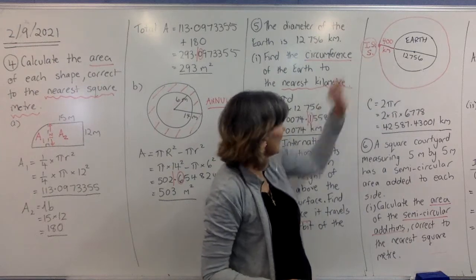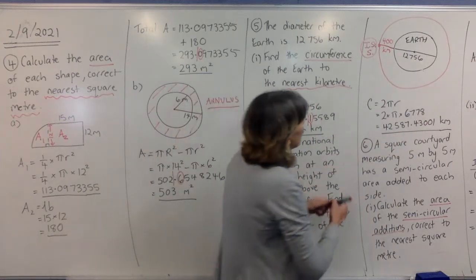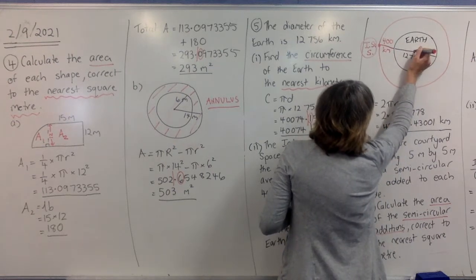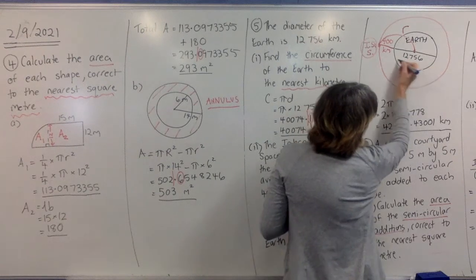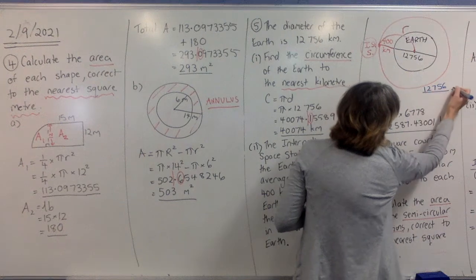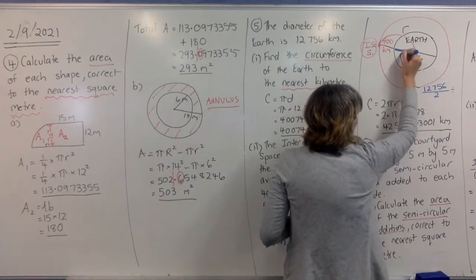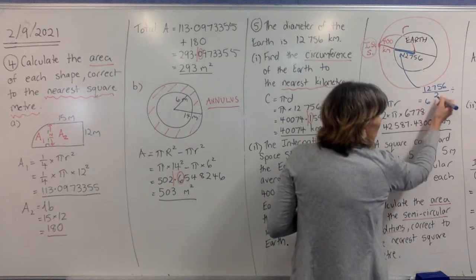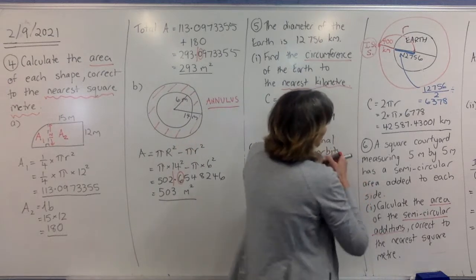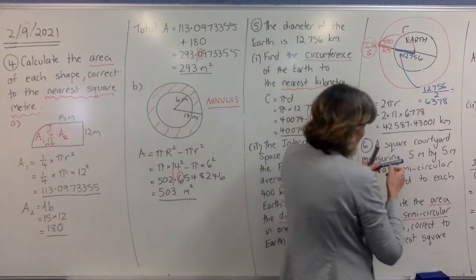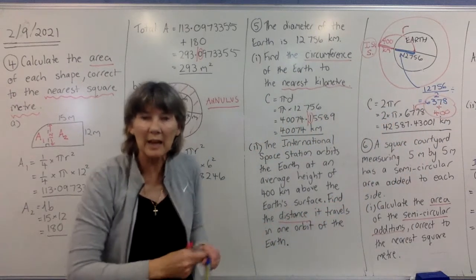We're now going to find how far it travels. We need to find the circumference of that red circle. To do that, we're going to do 2 pi r. Now we need to find the radius of the red circle. So we need to go from here to here to find the radius. To do that, we're going to get the 12,756 divided by 2, because that'll give you this bit. Work that out on your calculator, then you're going to add on the 400, and that will be 6,778 for our radius.